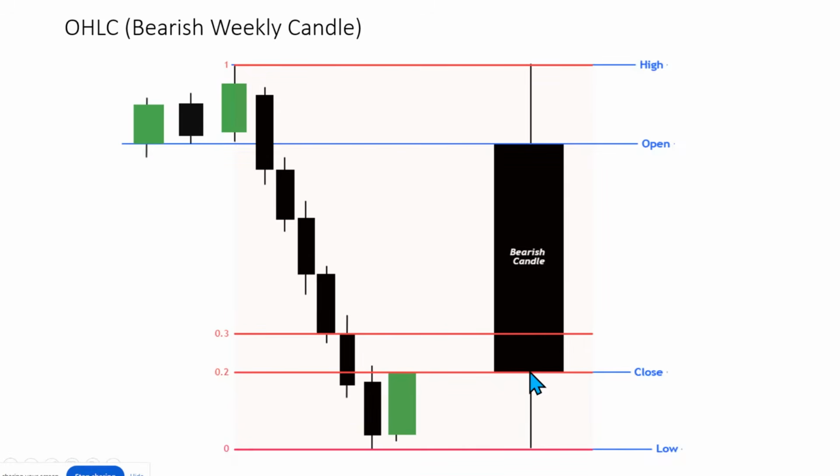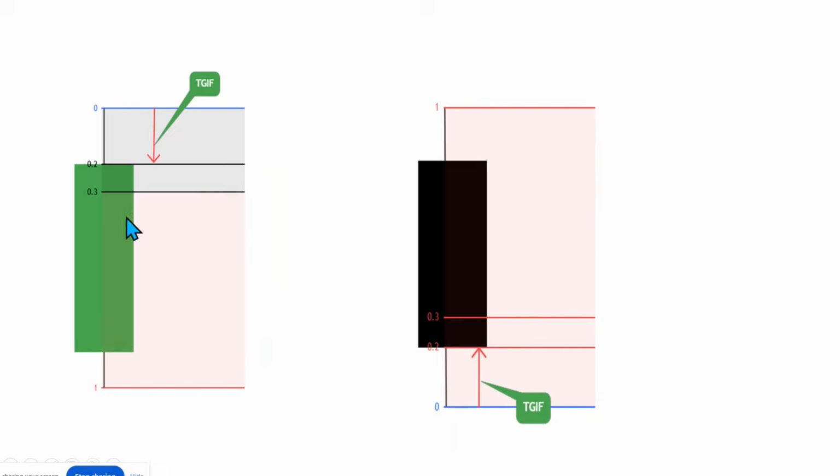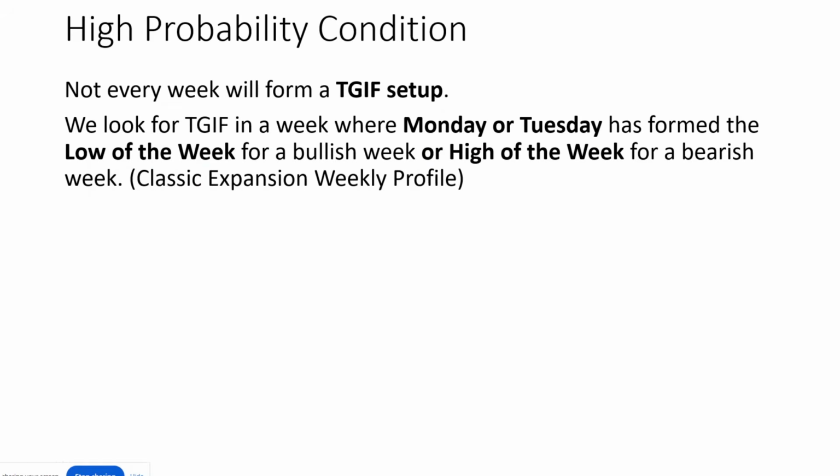Then we anticipate we're either going to get that protraction to 20% of the range, which is 0.2, or 30% of the range, which is 0.3. So this is just an example of a bullish candle. So TGIF is after we form the high of the week, as we're getting that reversal to close the weekly candle, that's TGIF bullish. Bearish, again the same, from the high to the low, as we reverse once we form the low of the week, we reverse to close the weekly candle. That is TGIF.